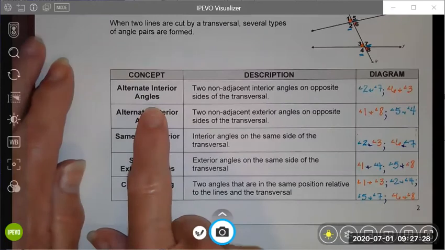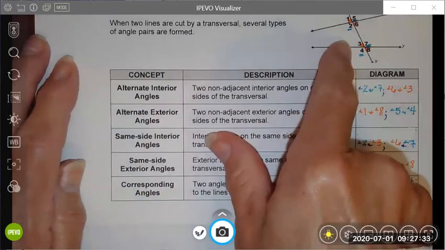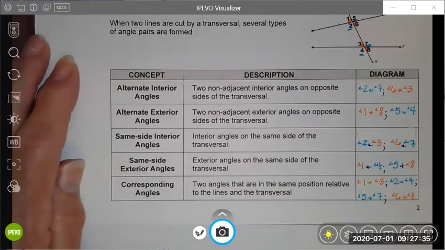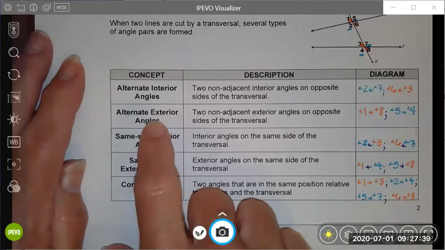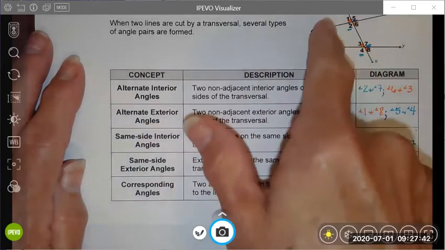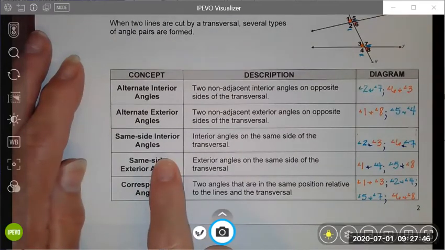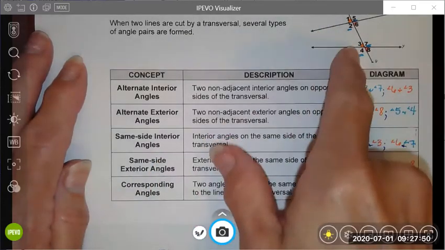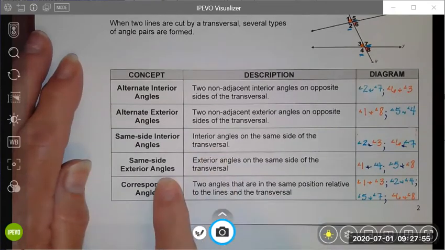We have alternate interior angles. I like to think of them as being inside the parallel lines, but on opposite sides of the transversal. We have alternate exterior, which means that they're on the outside of the parallel lines, but on different sides of the transversal. Same side interior angles are on the same side of the transversal, both inside the parallel lines. Same side exterior are on the same side of the transversal, outside the parallel lines.